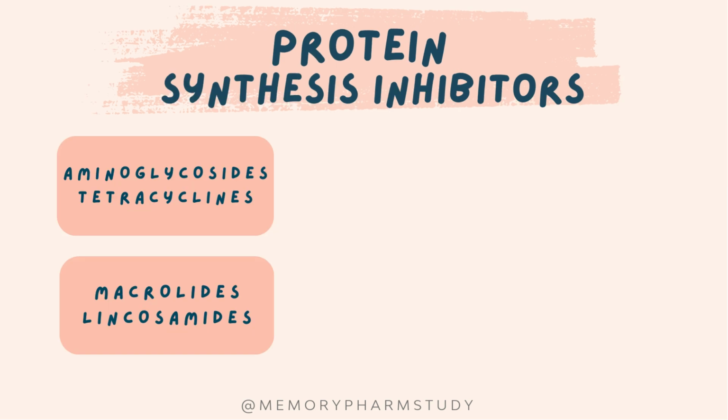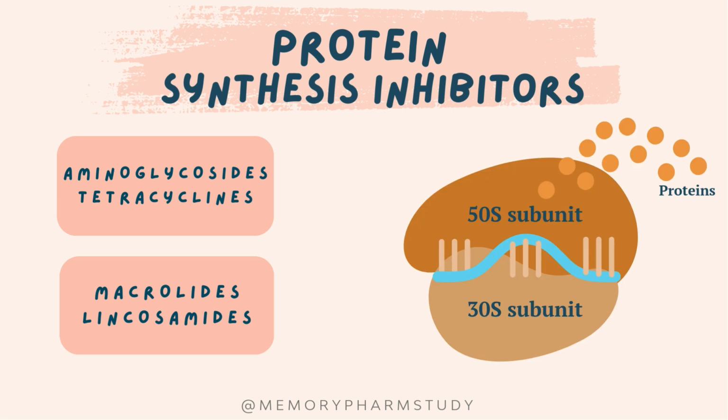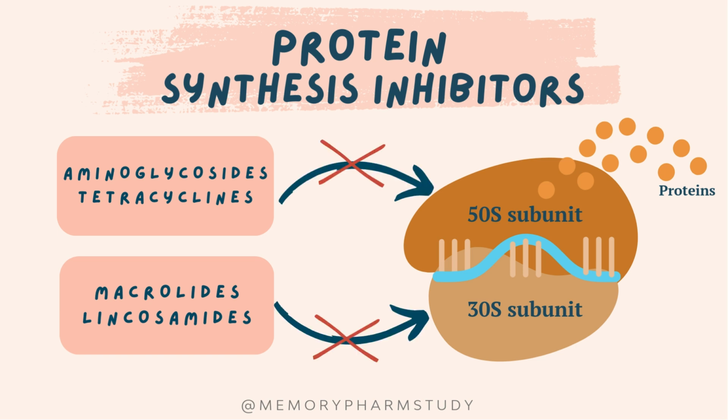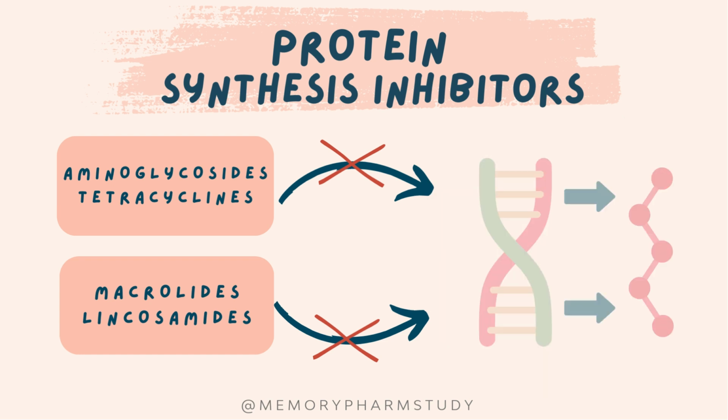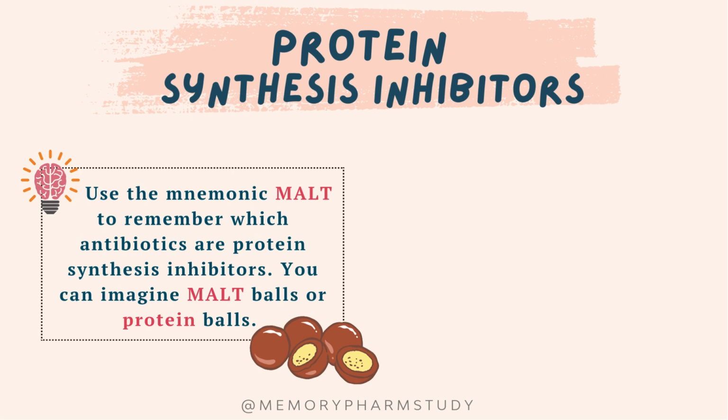Protein synthesis inhibitors include aminoglycosides, tetracyclines, macrolides, and lincosamides. Protein synthesis is essential to nearly every biological process, including cell growth and proliferation. Protein synthesis inhibitors prevent proteins from being made by acting as inhibitors of translation or transcription, leading to bacterial cell death. Use the mnemonic MALT to help remember which antibiotics are protein synthesis inhibitors.